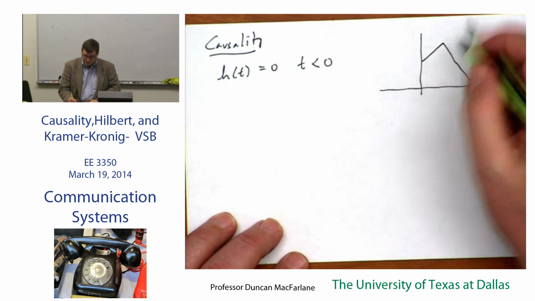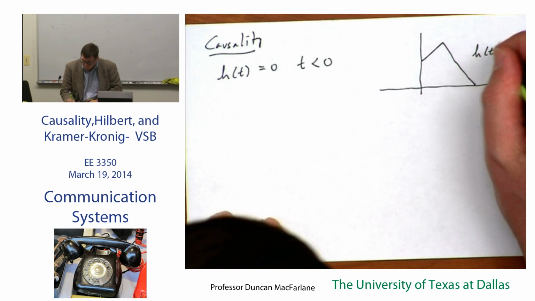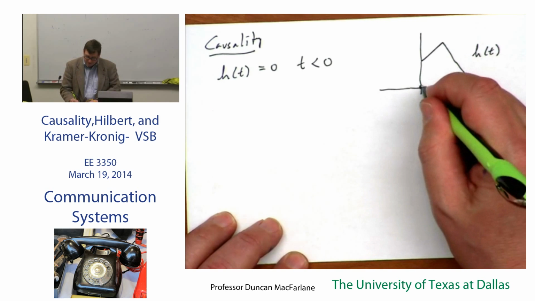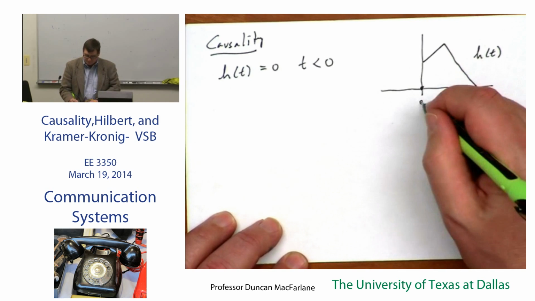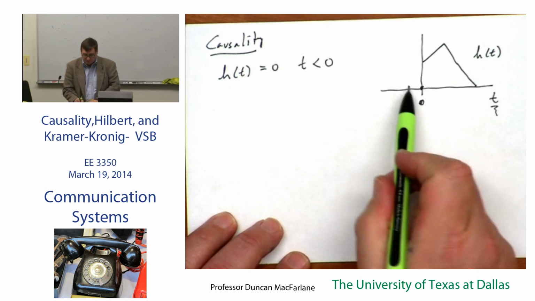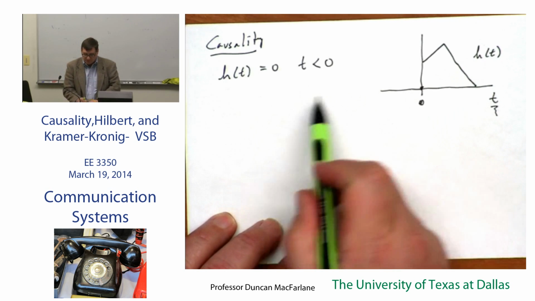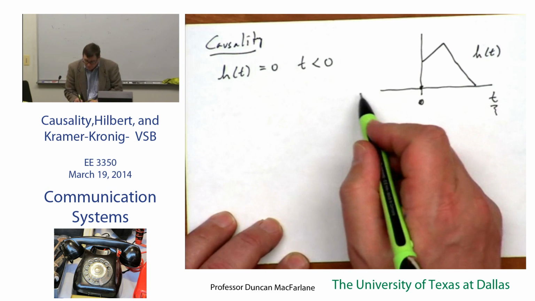So this is a causal system. This is h of t. So the delta function comes right here at 0. Okay? So before time t equals 0, h of t is equal to 0.